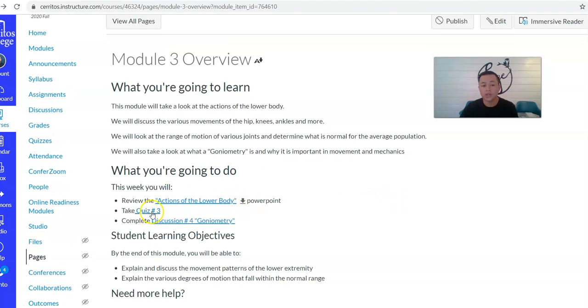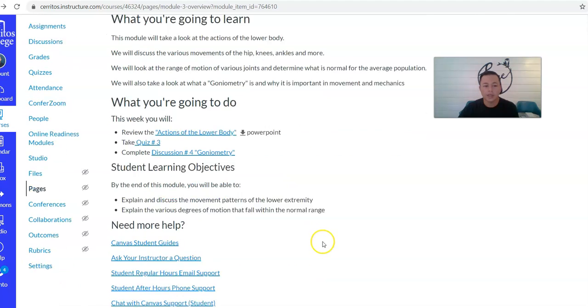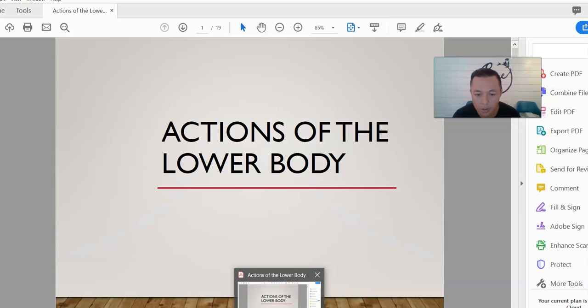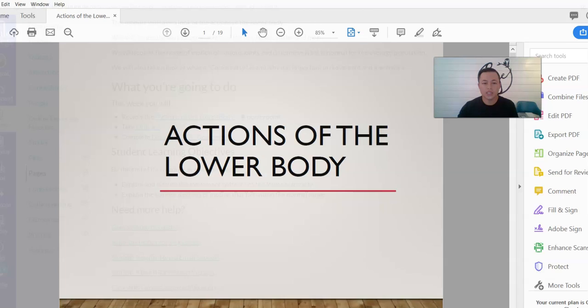So what we're going to do is review the actions of the lower body PowerPoint, and then we're going to take quiz 3. We're going to complete discussion number 4 on goniometry, and that's pretty much for this week. Okay, so let's go ahead and take a look at our actions of the lower body, and I'm going to briefly go over this because this can be a little challenging.